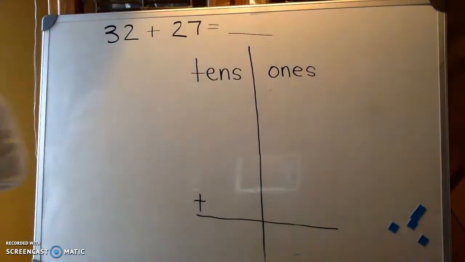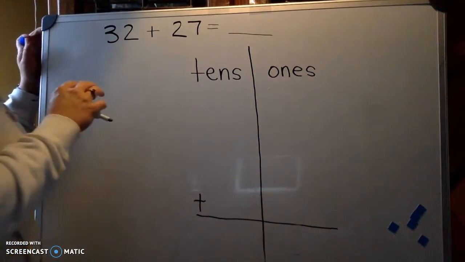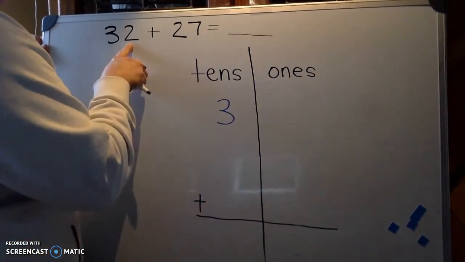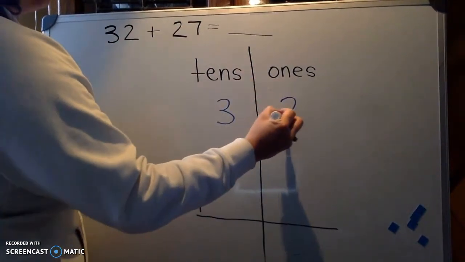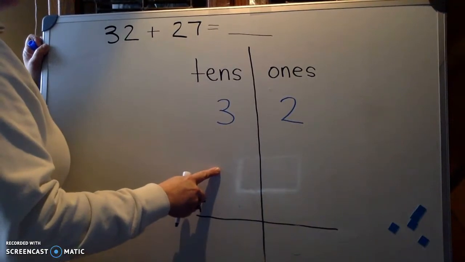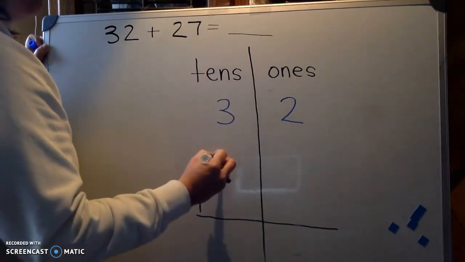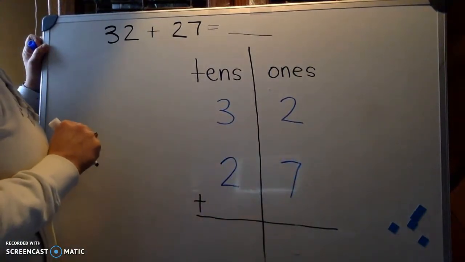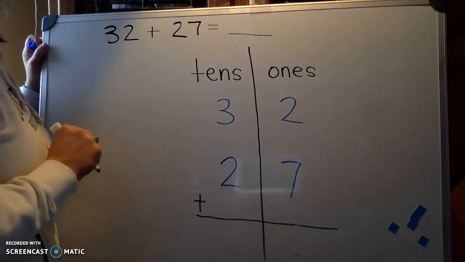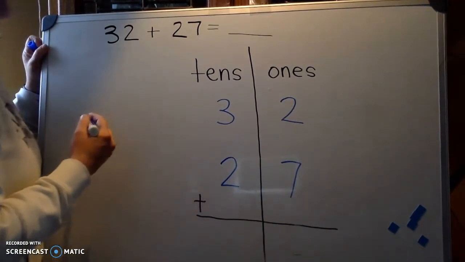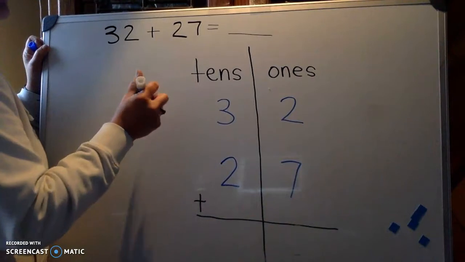Let's start by writing it right here in the right columns. So 32 has 3 tens and 2 ones. And 27, which will go right here, has 2 tens and 7 ones. Now, friends, I'm just going to show you how to draw quick tens so that you don't have to build. So 3 tens for me would look like this.